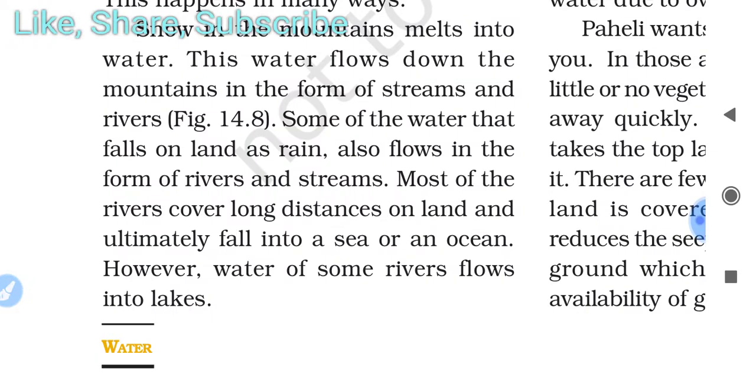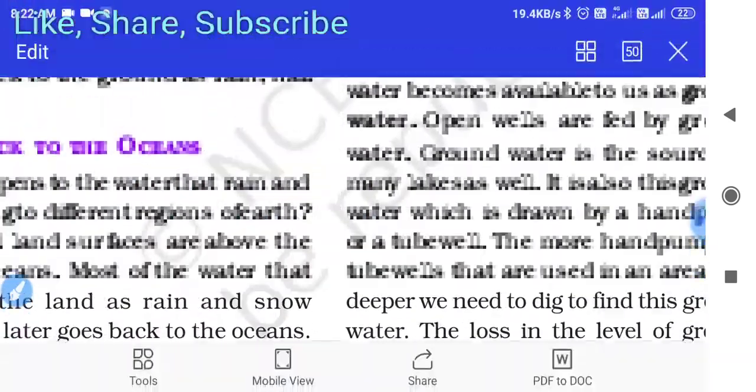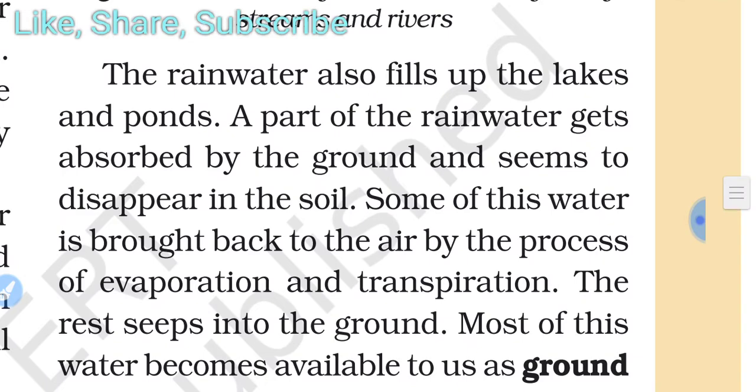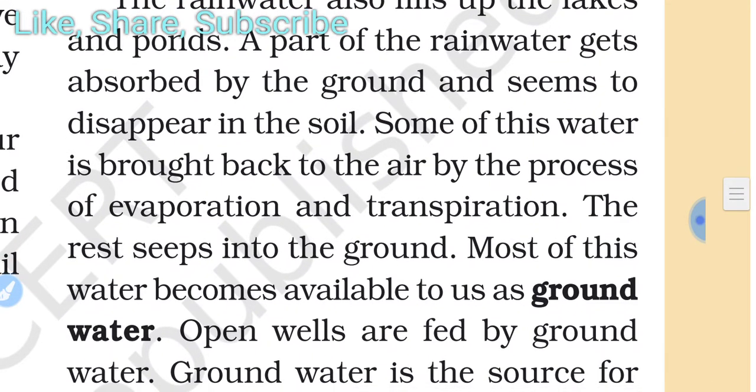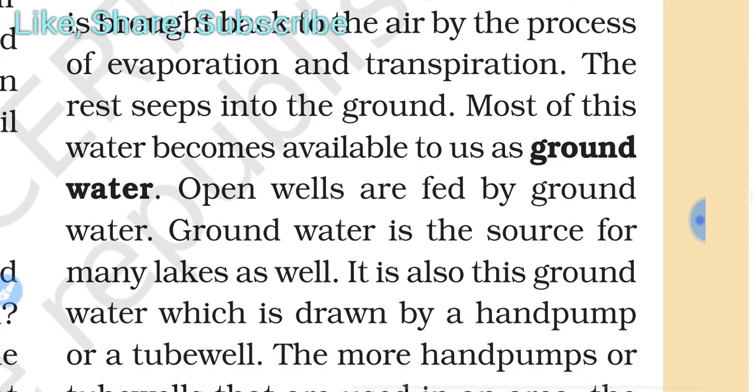Some of the water that falls on land as rain also flows in the form of rivers and streams. Most of the rivers cover long distances on land and ultimately fall into a sea or an ocean. However, water of some rivers flows into lakes also. The rainwater also fills up the lakes and ponds. A part of rainwater gets absorbed by the ground and seems to disappear in the soil. Some of this water is brought back to the air by the process of evaporation and transpiration. The rest seeps into the ground.